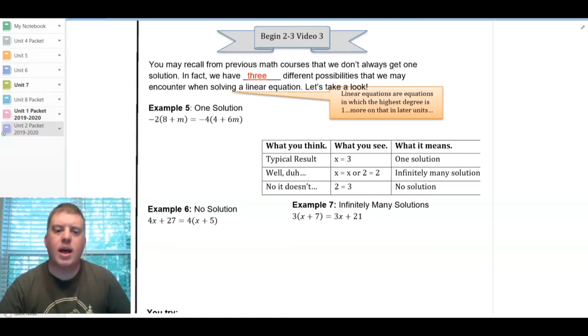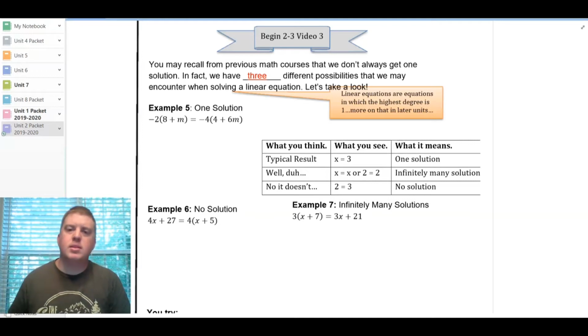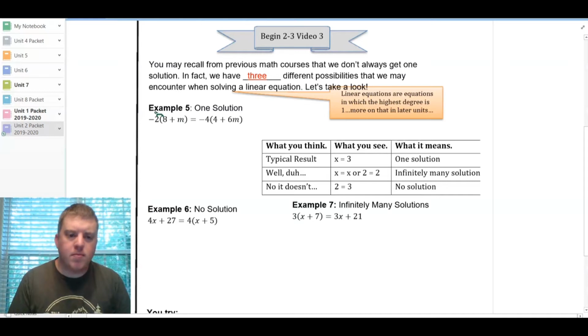The first we're going to look at is what happens when you have one solution. These are going to be the most prevalent problems that you will see and the ones that you'll run into the most often. So in example 5, we are going to follow our steps that we've been following, and we're going to distribute the -2 and the -4 through their respective sets of parentheses. So -2 times 8 is going to give me -16, and -2 times m will give me -2m. On the right side, -4 times 4 is going to give me a -16, and a -4 times a +6m will give me -24m.